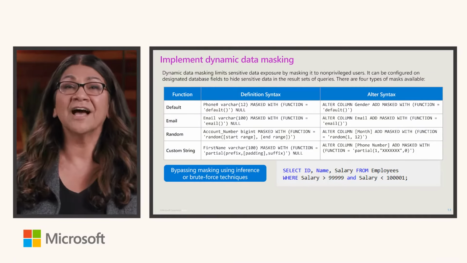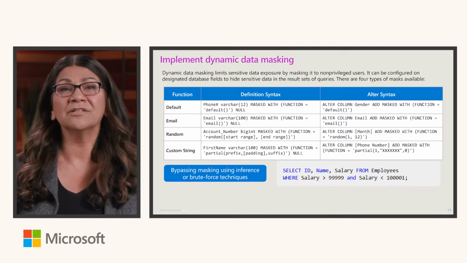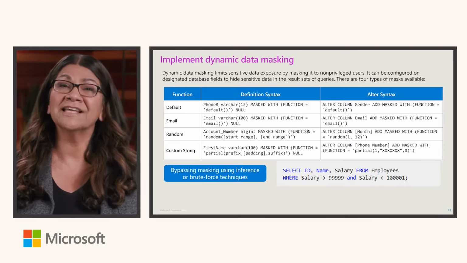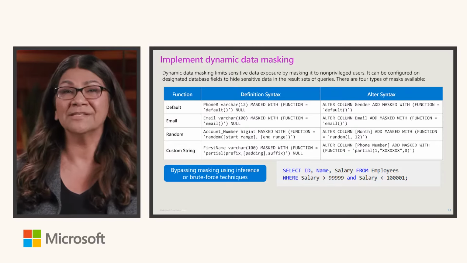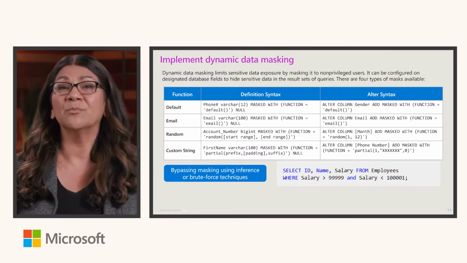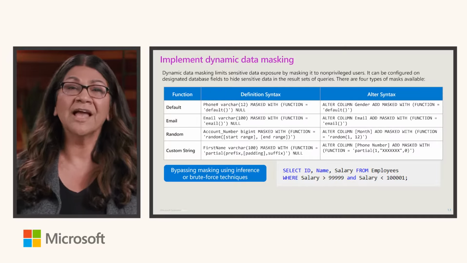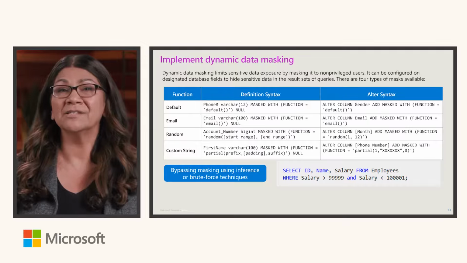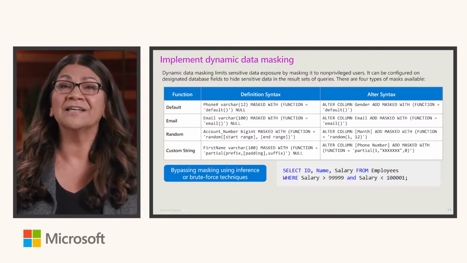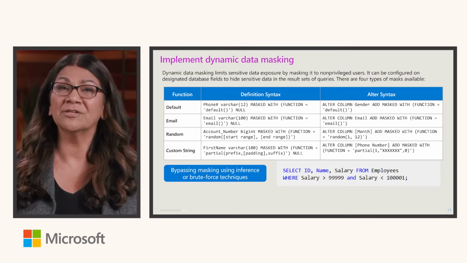Dynamic data masking hides sensitive data for non-privileged users without changing the database or application code. Know the 4 masking types: default, email, random, and custom string, and who can see unmasked data: roles, or the unmasked permission. Always combine masking with row-level and column-level security for stronger protection.